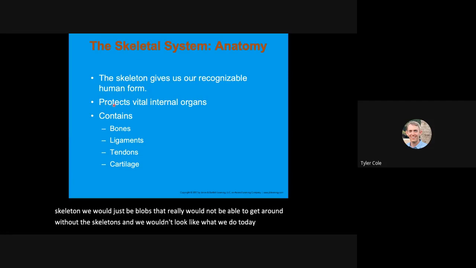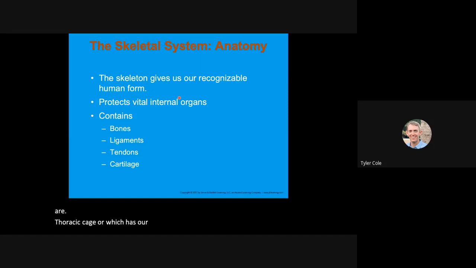Another vital function is protecting vital organs. So, for example, our skull protects our brain, our thoracic cage, which has our ribs, protects our lungs, our heart, and some of our great vessels. And it contains these four various different types of structures.